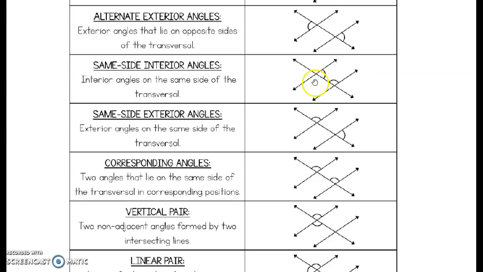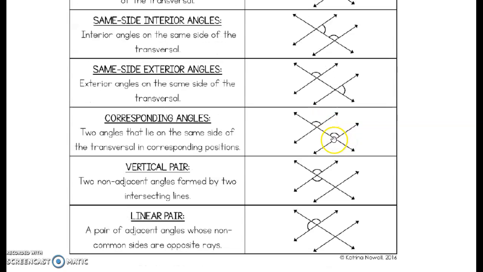Then we have same side interior angles. So they're both between the two parallel lines, but they're on the same side of the transversal. Then you have same side exterior angles. We didn't really talk about their relationship all that much because there isn't a theorem that explains them. But here you have a picture of them. And then you have corresponding angles, which means that they are kind of in the same position. So if you look at both of those intersections of lines, both of these angles are in the top part.